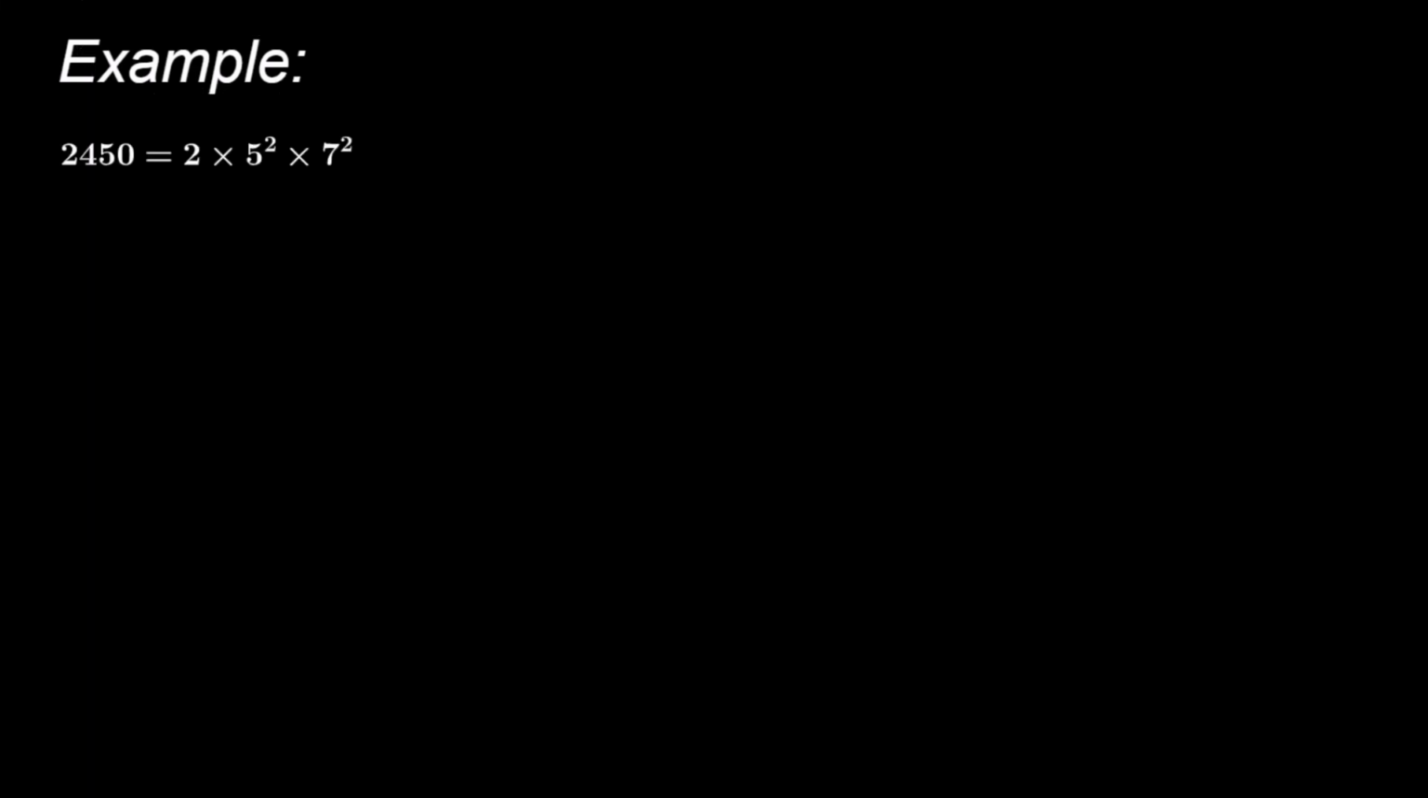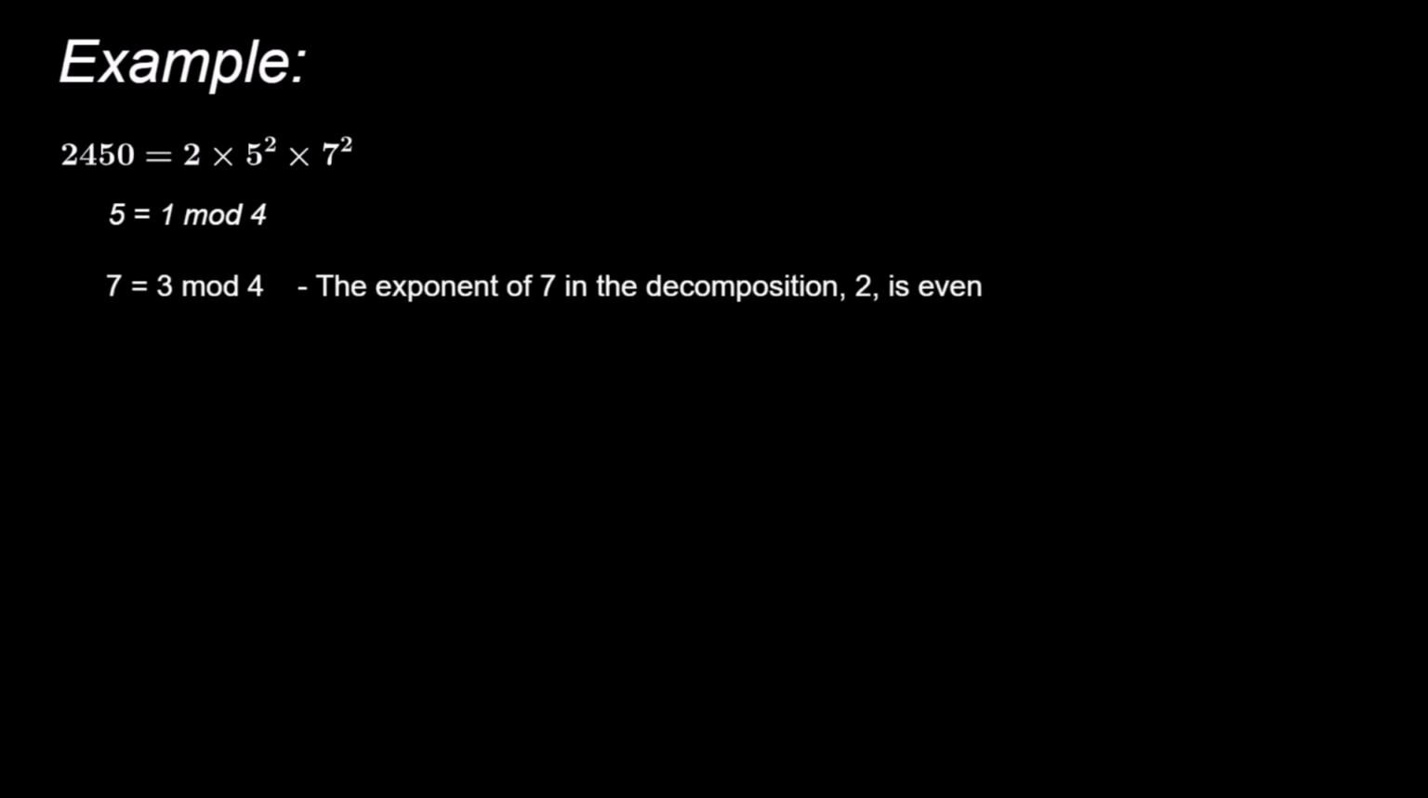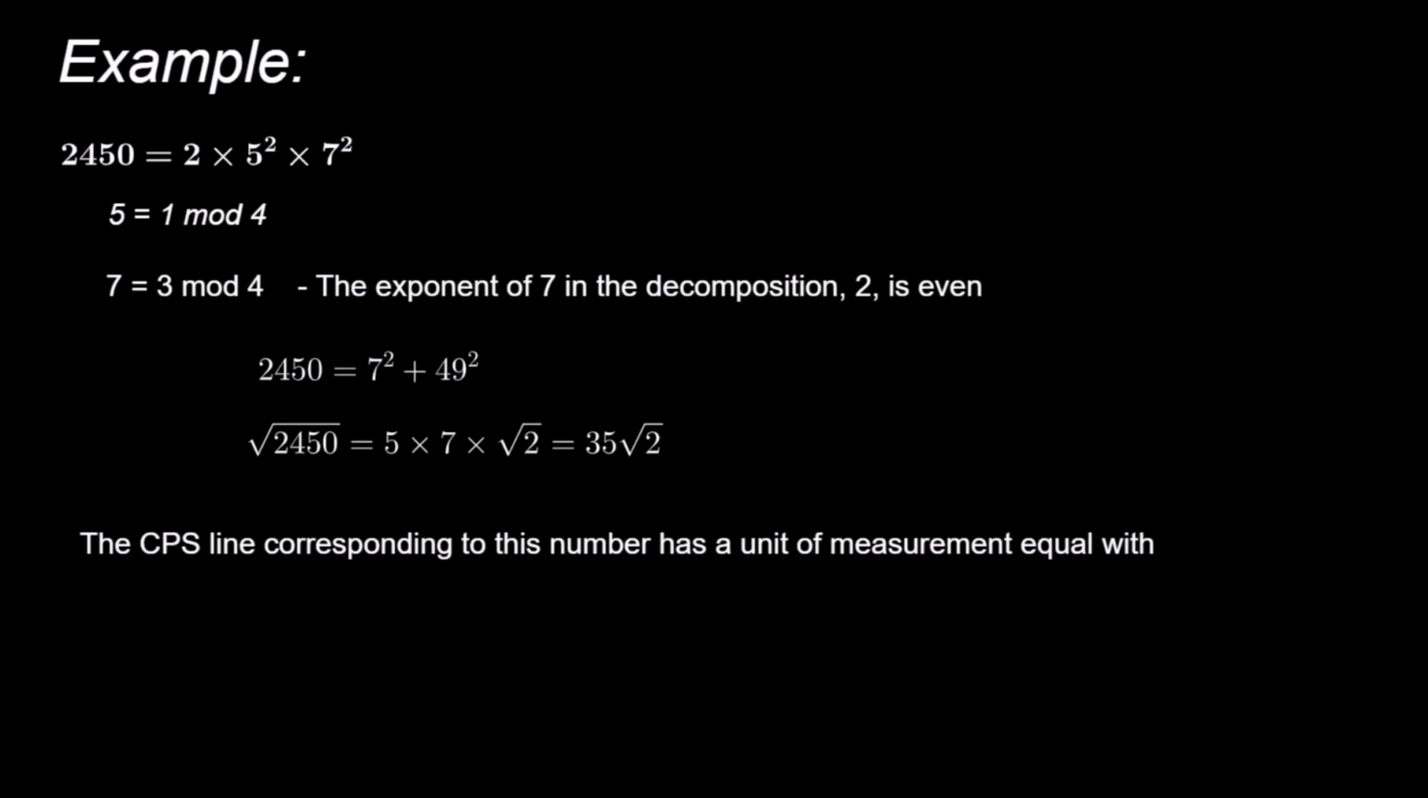2450 is equal to 2 multiplied by 5 squared, multiplied by 7 squared. 7 is congruent to 3 modulo 4. Its exponent, 2, is even. So 2450 is the sum of two squares. 2450 is equal to 7 squared plus 49 squared.